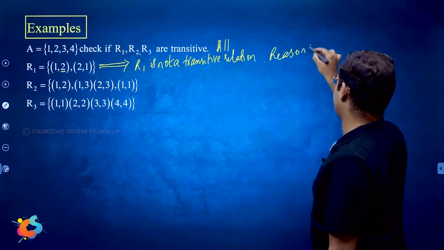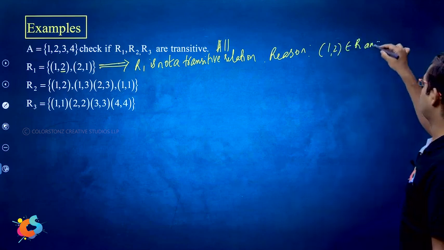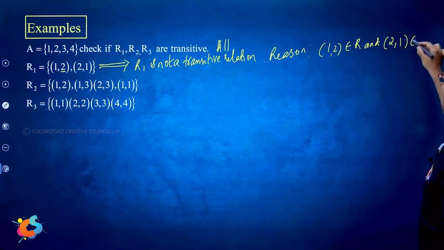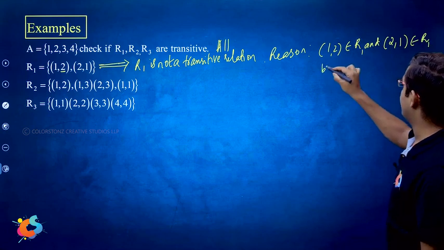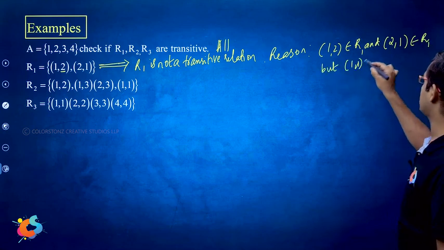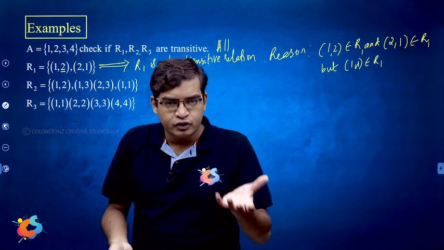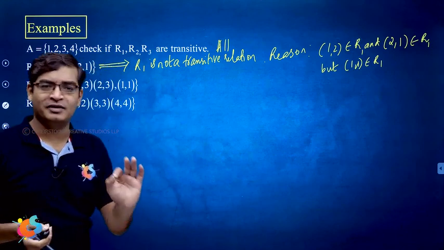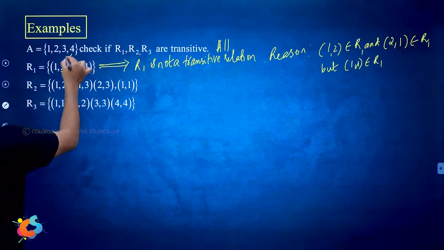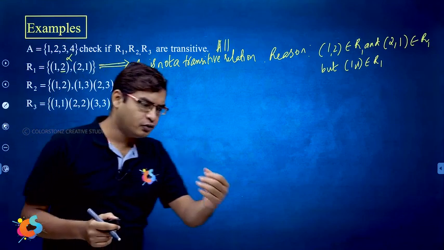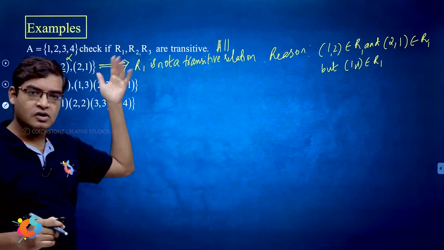Why is it not a transitive relation? Reason: (1, 2) belongs to R and (2, 1) belongs to R. This is R1. But (1, 1) does not belong to R1. Clear? So you are checking the same rule, just by ordered pair. That's all. So you got one cross mark here, and therefore no need of checking further. This is not transitive. Simple.